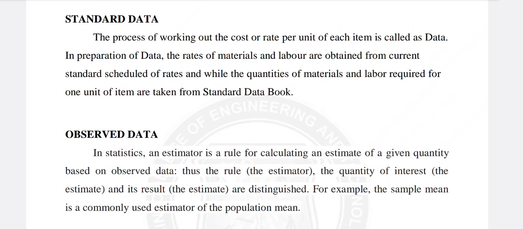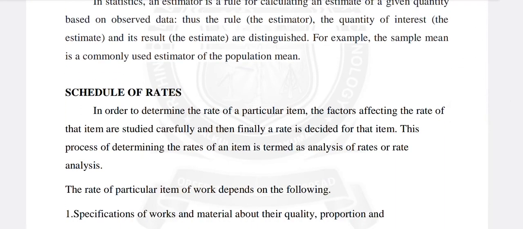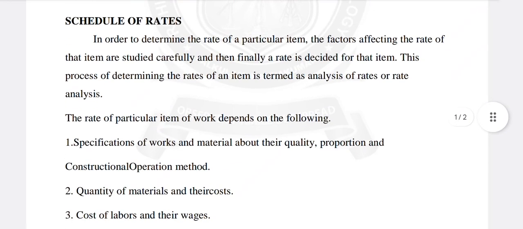And while the quantities of materials and labor required for the unit of item are taken from the standard data book. And observed data. In statistics, an estimator is a rule for calculating an estimate of a given quantity based on observed data. Thus, the rule, the estimator, the quantity of interest, the estimate, and its result are distinguished. For example, the sample mean is a commonly used estimator of the population mean.